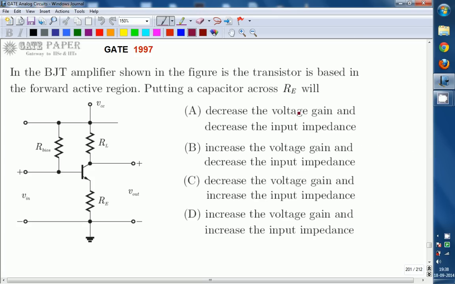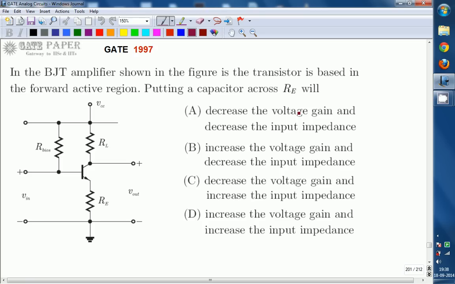Hello, we are discussing the GATE 1997 ECE paper, and this question is related to analog circuits. Look at the circuit shown, which is a BJT amplifier. If the transistor is biased in the forward active region, putting a capacitor across RE, what will happen to voltage gain and input impedance, whether they increase or decrease? That we have to specify in the options.